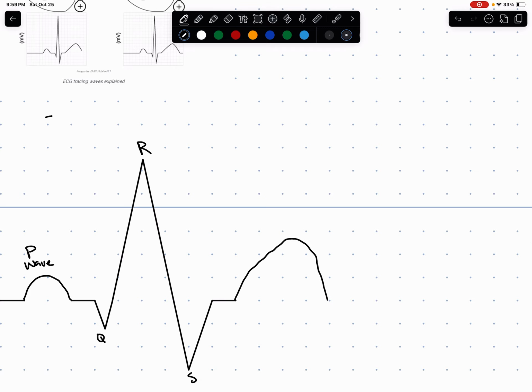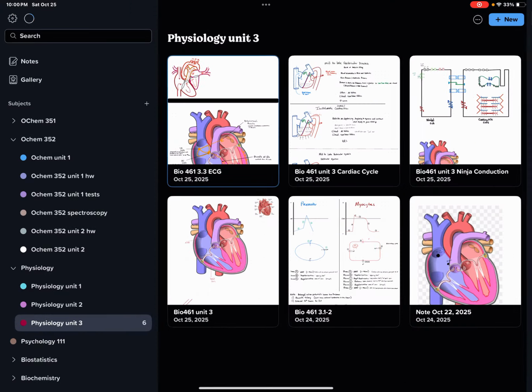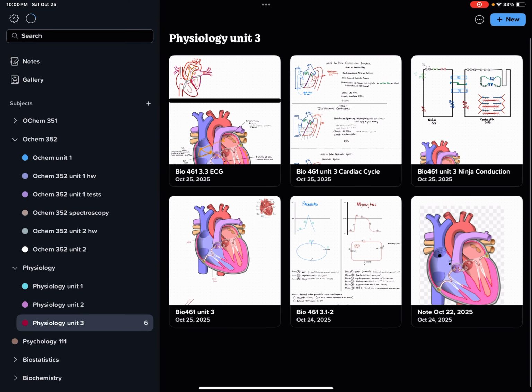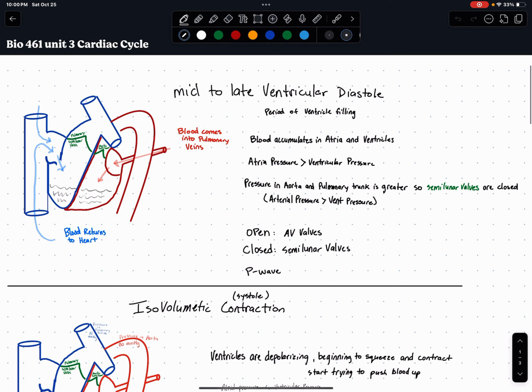So this is the mid to late ventricular diastole. Diastole is relaxed. So we're filling right now. Period of ventricular filling. We're going to be sending blood into the left atrium. Right here. This is the ventricle right here. This is the atrium. So we're filling up the atria and the ventricles right now. As you can see, our arrows, blood's flowing. And pressure is rising.